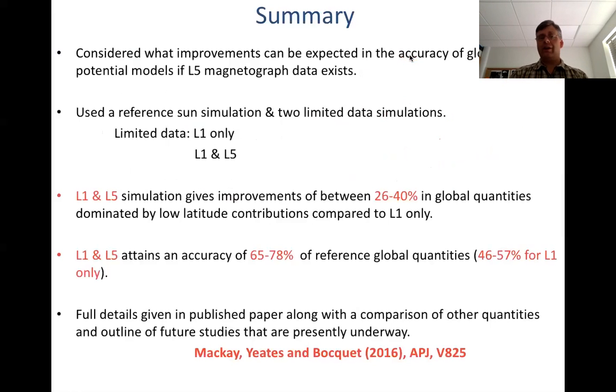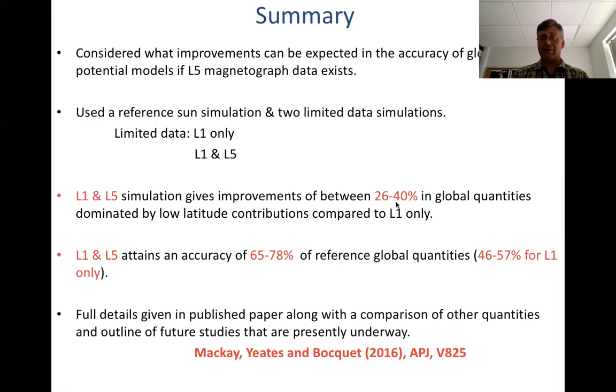So looking at this, what I've done through this talk is I've considered what improvements could occur in global modelling if we have an L5 magnetograph. And I've done this through 3 carefully controlled simulations. What we find is that an L1 plus an L5 magnetograph viewpoint gives an improvement in global non-potential modelling on the order of 26 to 40%, depending on which global quantities you are looking at. And that, of course, is compared as an increase compared to L1 only.